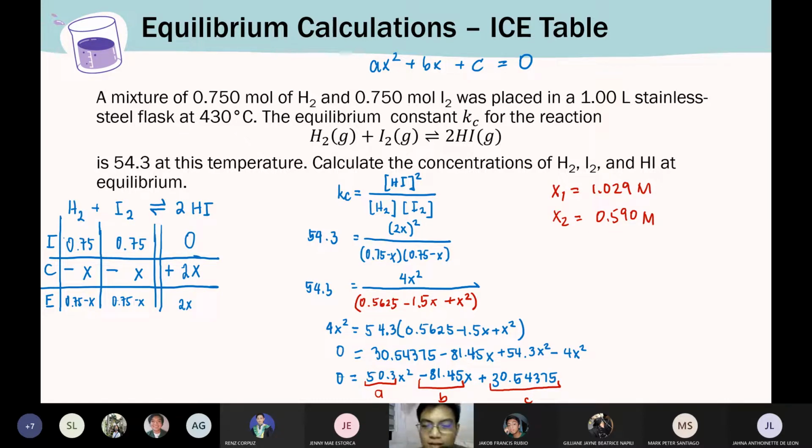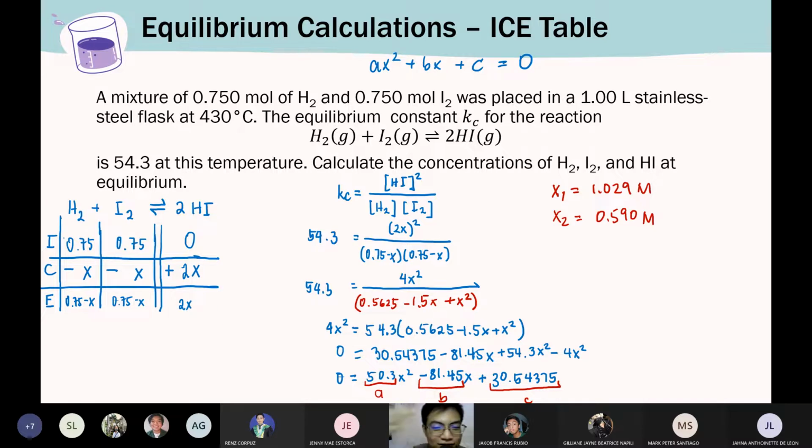Raise of hands tayo, ha? Sino boto sa x1? Siya yung gagamitin. Press like button. Wala. Sige, sino gusto x2? Press like button. Wala din. Wala tayong gagamitin.